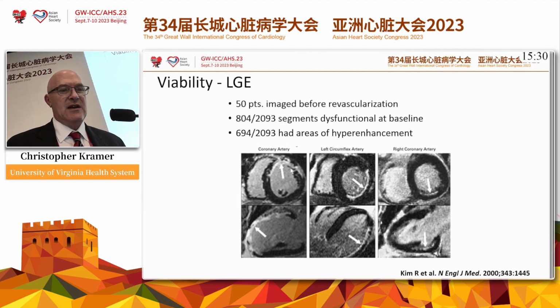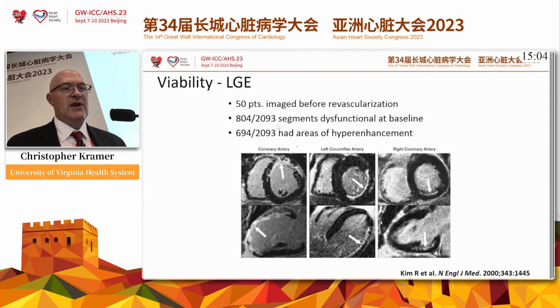The patient on the left had near transmural LAD territory late gadolinium enhancement. The patient in the middle had about 50% transmural late gadolinium enhancement from a circumflex territory infarct, and the patient on the right had a less than 25% transmural infarct in the RCA distribution. So how did these different infarcts fare after revascularization?